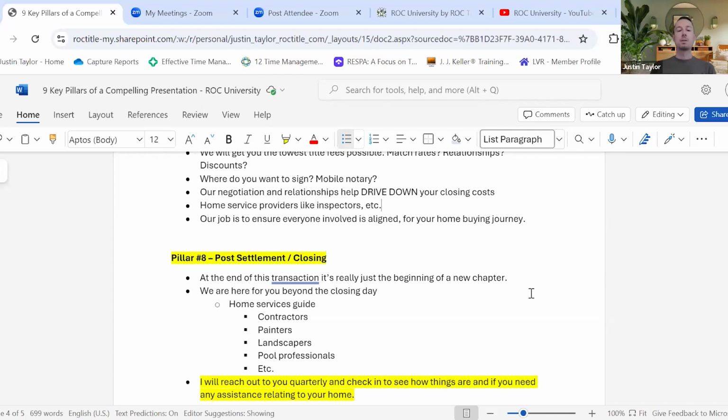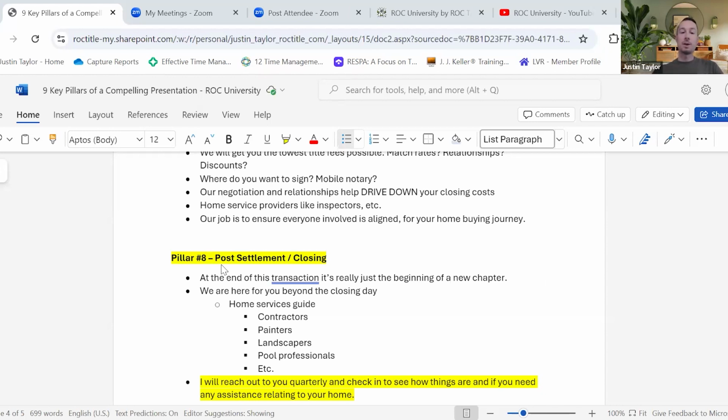Now, can anybody guess what number 9 is? You can throw it in the chat box. Can anyone guess what number 9 is? Absolutely, Patrick. The man got it right. His personality. Asking for referrals. Absolutely. That's part of it too.